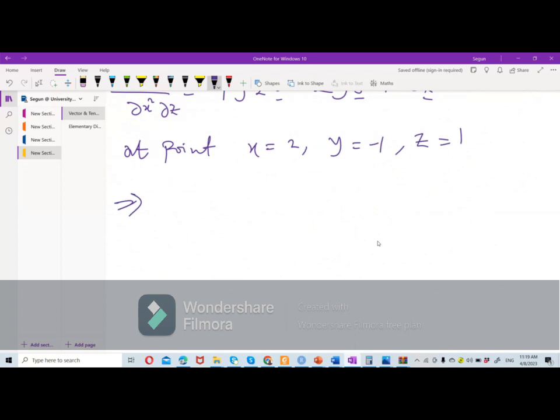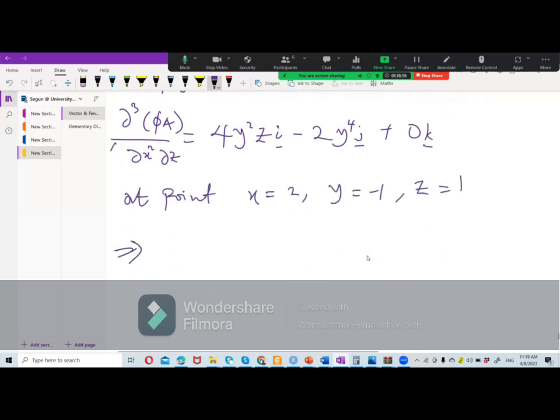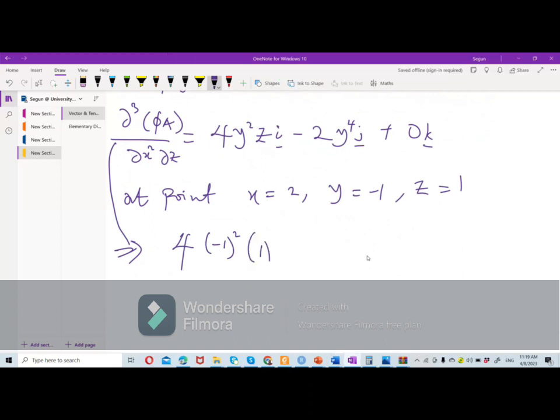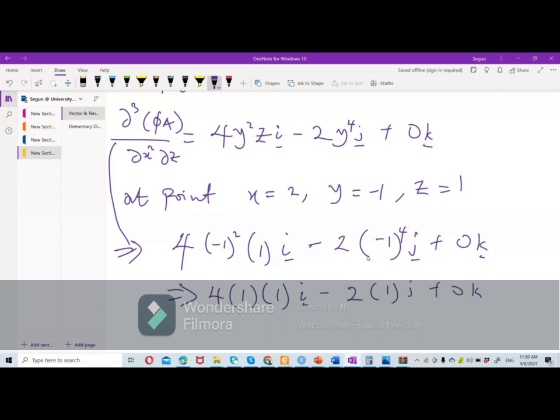So it simply means in our equation we substitute. What is y? y is -1 squared. z is what? 1 i minus 2 into -1 raised to power 4 j plus 0 k. So at the end of the day, we have 4 into 1 multiplied by 1 i minus 2 into 1 j plus 0 k. So you have 4i minus 2j. That's the final answer. If you stop here, you have half mark. So you need to complete it with a point.